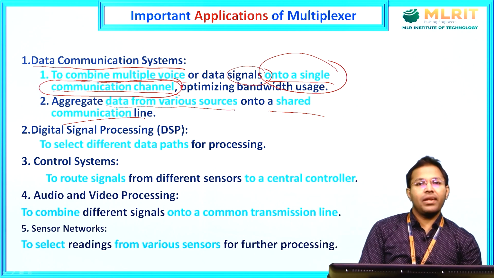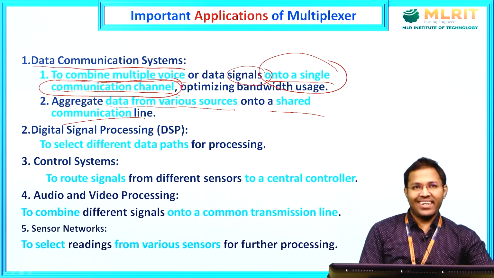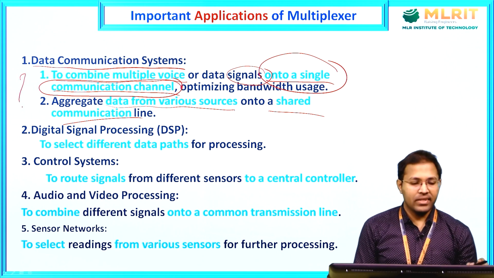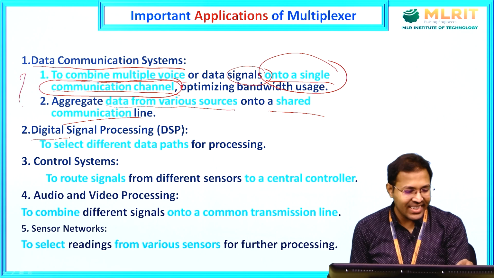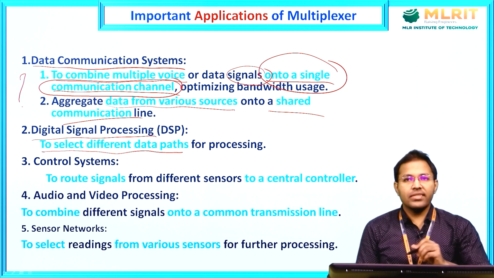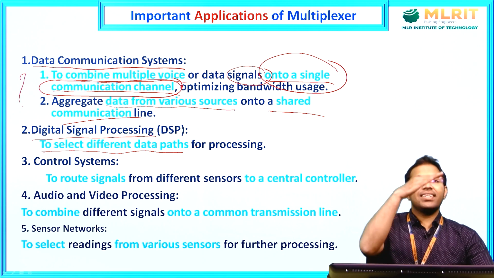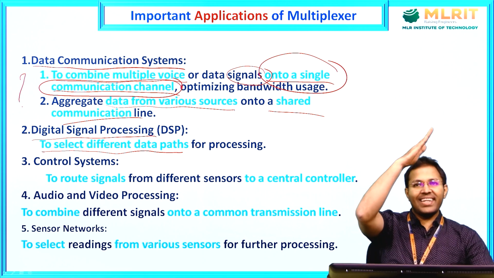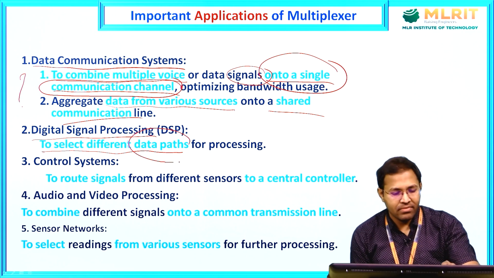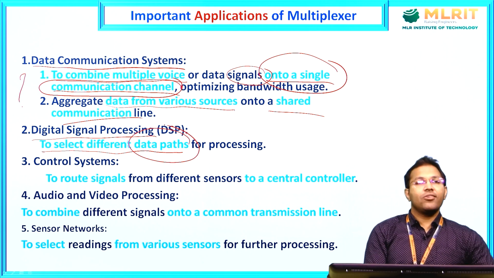For example, for large signal transmission, or when you want to switch between various signals, we can have the application of multiplexer. Then next, in digital signal processing, to select different data paths for processing, we have seen that a multiplexer is like a switch, either it connects D0 or D1 to the output. So we can use multiplexer for path selection.